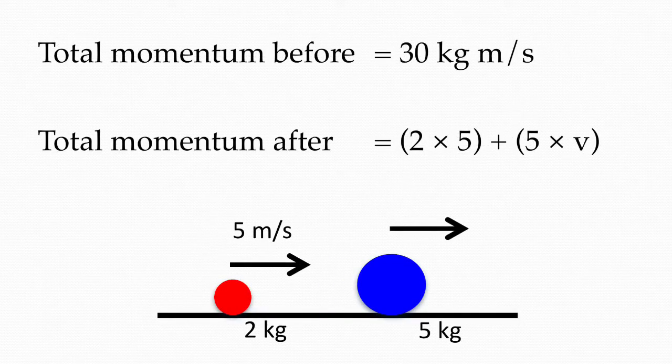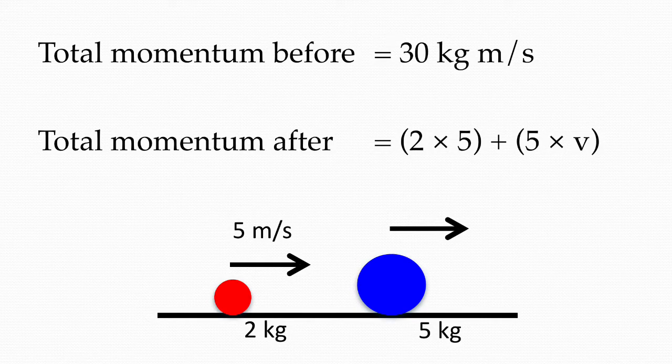Because of conservation of momentum, we know that the total momentum after the collision is going to equal the total momentum before the collision, so 30 kilogram meters per second. Now, if you look at the red ball, that has a momentum of 2 times 5, 10 kilogram meters per second, which leaves 20 kilogram meters per second for the blue ball.